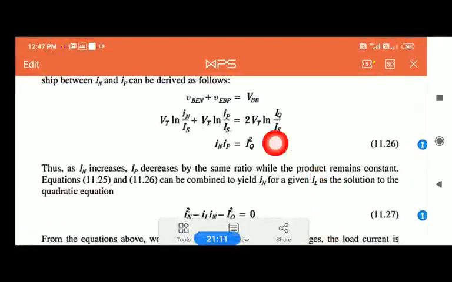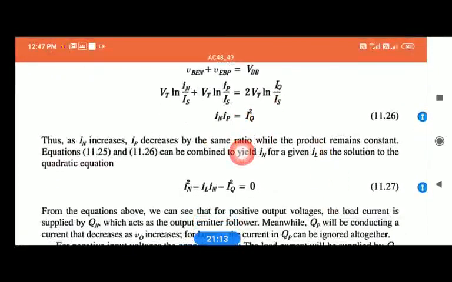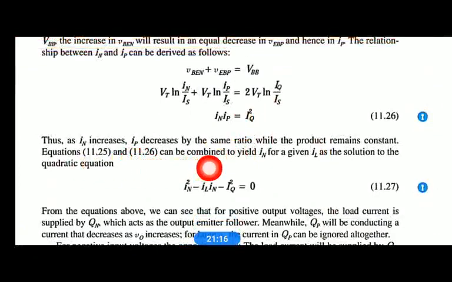So which is shown here, right? Thus the In increases here. You see, when In increases, Ip decreases. In increases, Ip decreases by the same ratio, while the product remains constant. Since In increases, Ip decreases. In reverse, when Ip increases, In decreases. So both maintain the product of In into Ip the same, right?